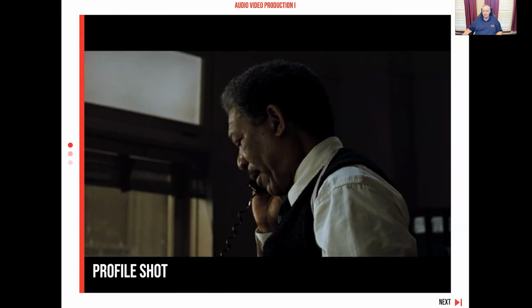Here we have what is called a profile shot. So just a profile of the character. This is Morgan Freeman. Just wanted a shot that's kind of showing his profile. He's on the phone. Are we going to get into that conversation? We don't know, but this is just a profile shot that, hey, Morgan Freeman's on the phone.